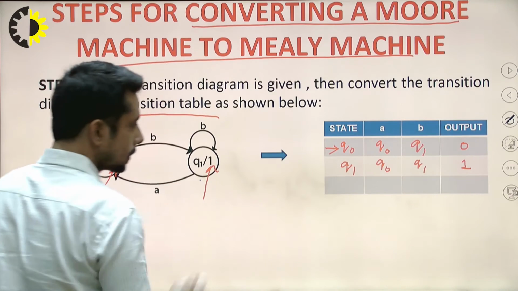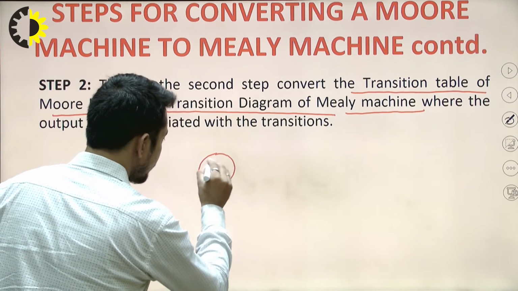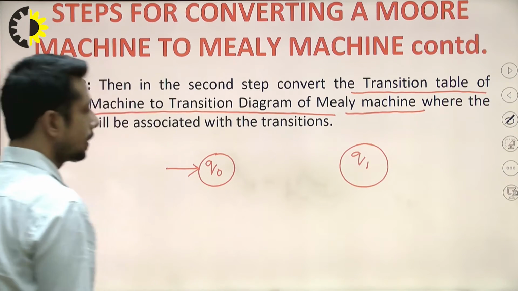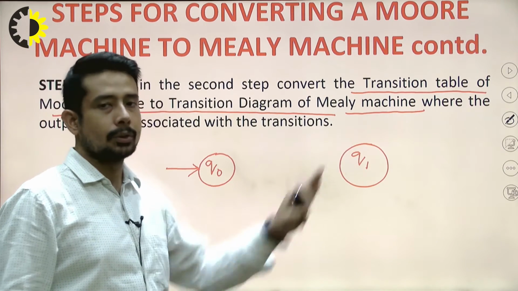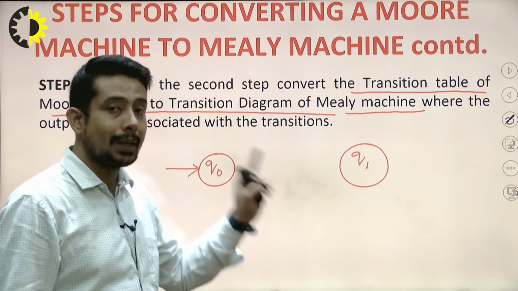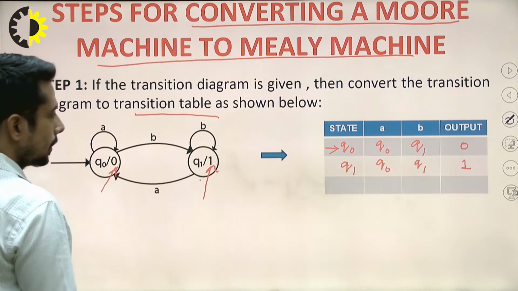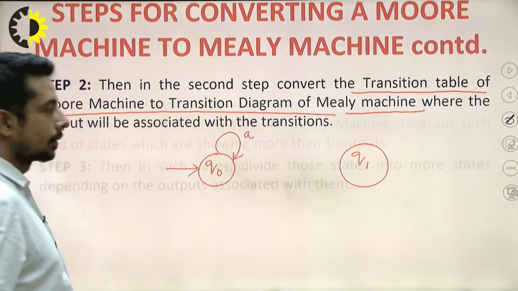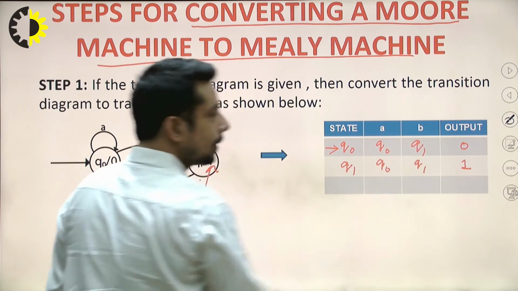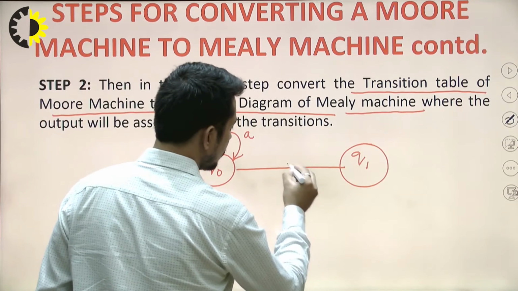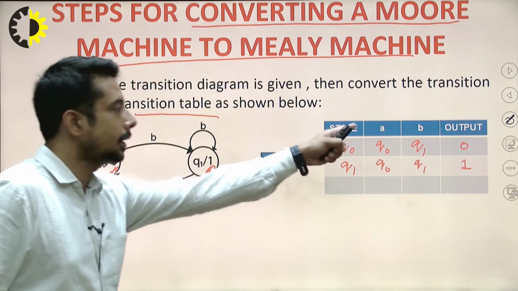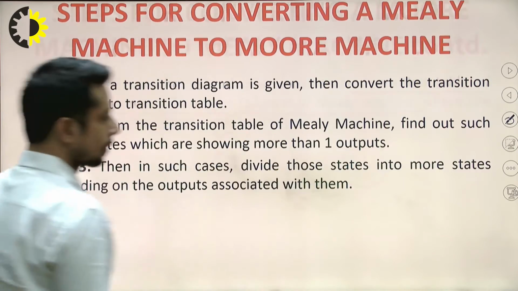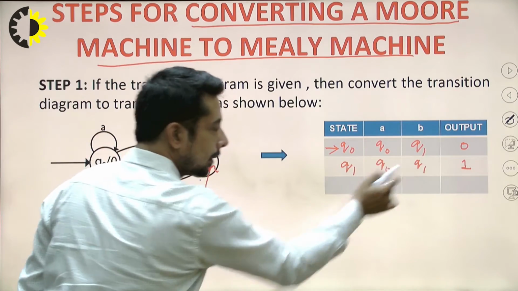Let's check it out. What are the states? Q0 and Q1 only. So let me draw Q0 and let me draw Q1. This is the initial state. I know that the output will not be associated with the states; output will be associated with the input transitions. Now let's check: Q0 on seeing A goes to itself, correct? Then Q0 on seeing B goes to Q1. Next, Q1 on seeing A goes to Q0. Then Q1 on seeing B goes to Q1.